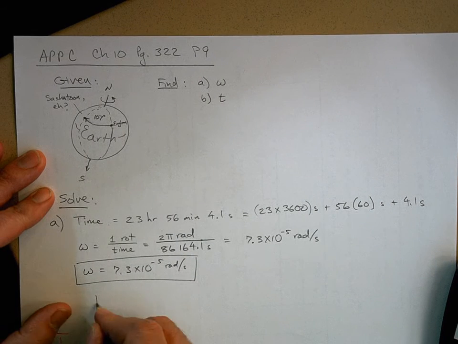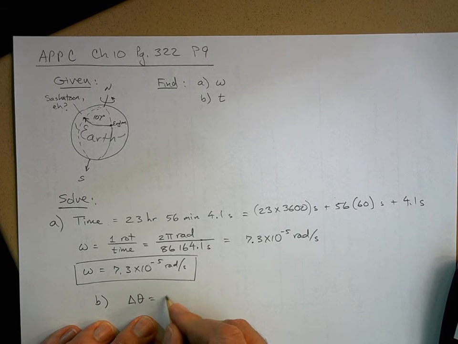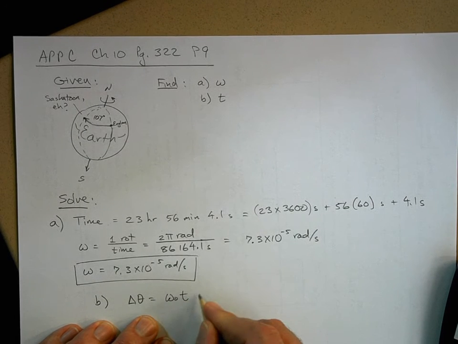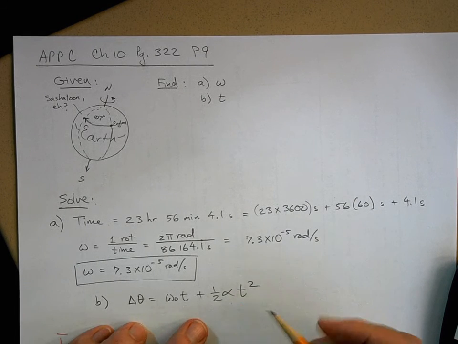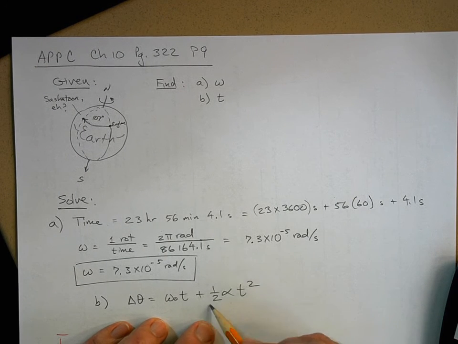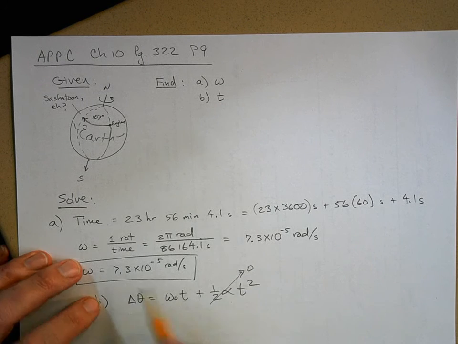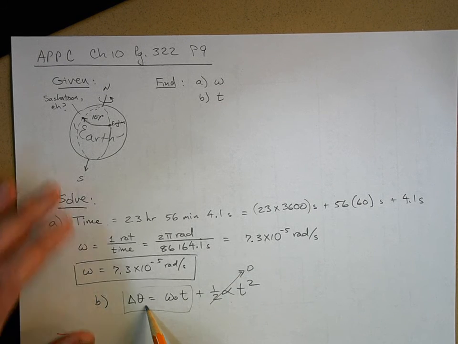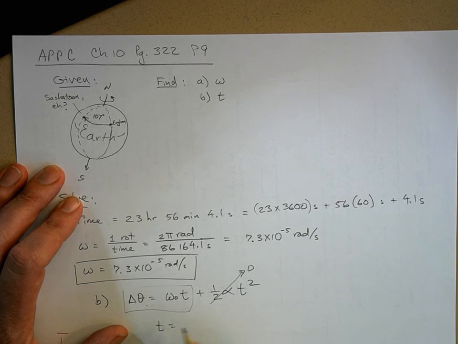Well, for part B, delta theta is equal to, let's just do it, omega naught times t plus 1/2 alpha t squared. But what is the angular acceleration of the Earth? I hope it's 0, right? If there was angular acceleration, we'd be in big trouble. All right. So that's the equation we want to use to solve for time. Time is going to be equal to delta theta over omega naught.